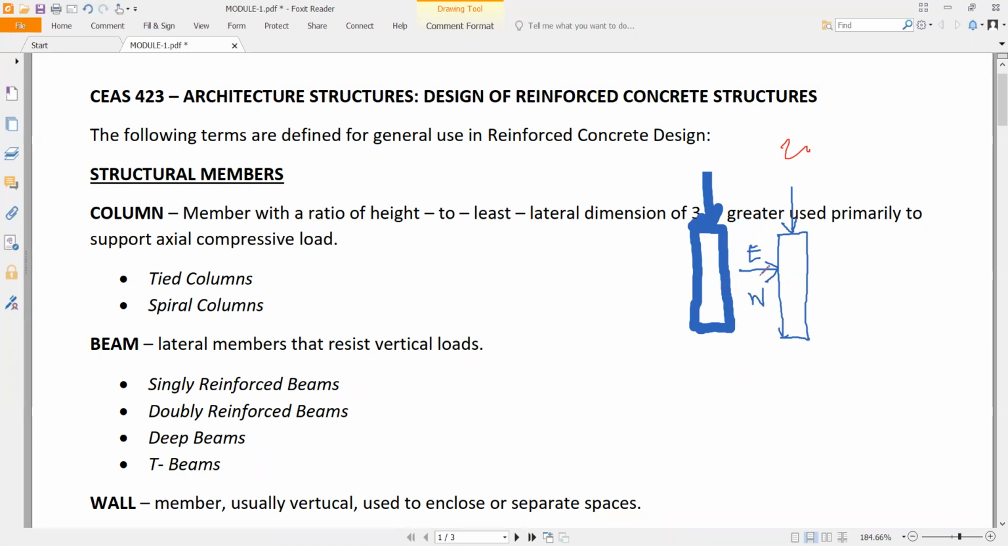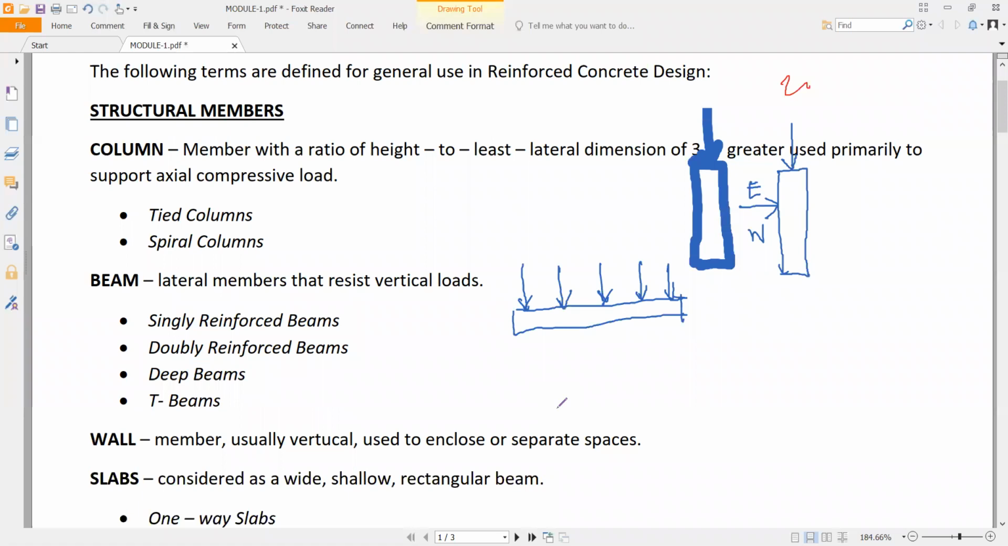Then we have the horizontal members, which are your beams. For example, this is your concrete beam. What it resists are our vertical loadings. Usually, these vertical loadings are transferred from your slab, and then the loads are transferred to our columns. Our beams can be classified as singly reinforced, doubly reinforced, deep beams, and T-beams.